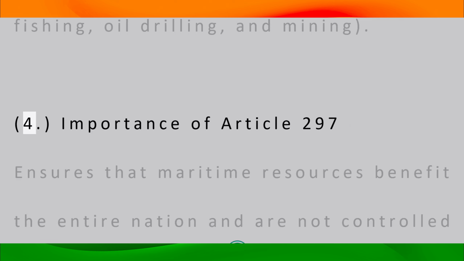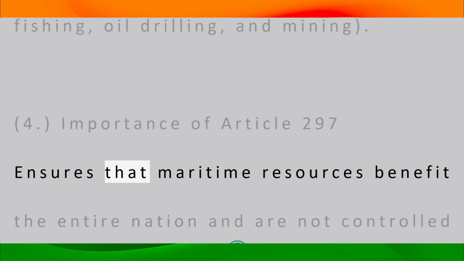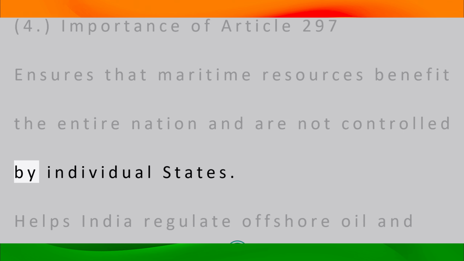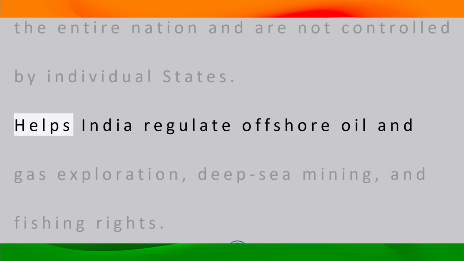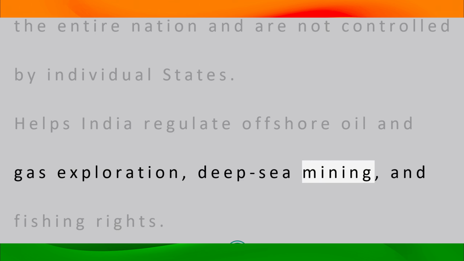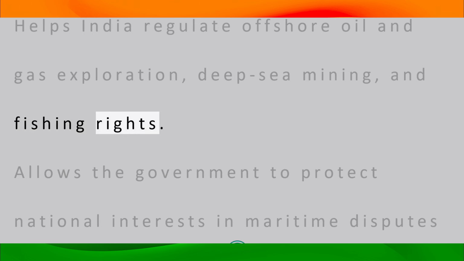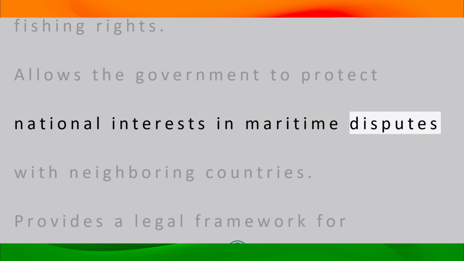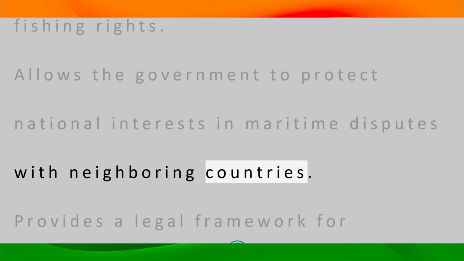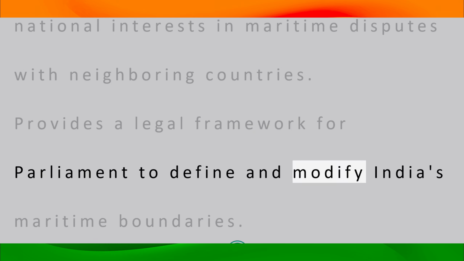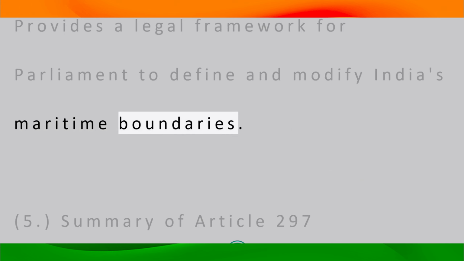4. Importance of Article 297. It ensures that maritime resources benefit the entire nation and are not controlled by individual states. It helps India regulate offshore oil and gas exploration, deep-sea mining, and fishing rights. It allows the government to protect national interests in maritime disputes with neighboring countries. It provides a legal framework for Parliament to define and modify India's maritime boundaries.